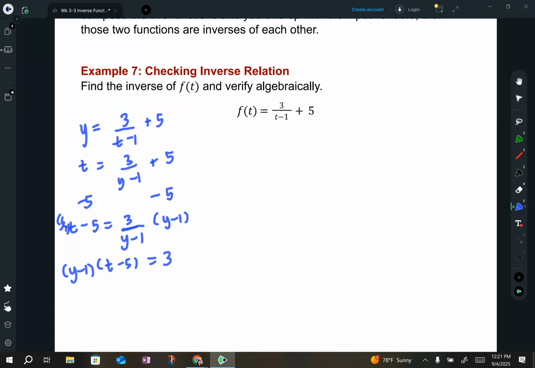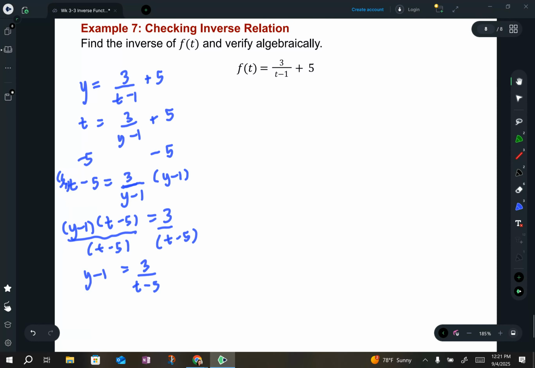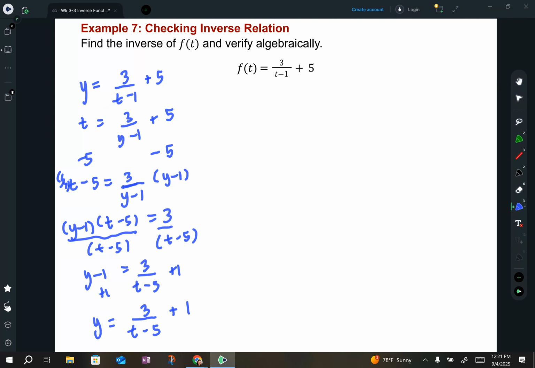And now I want to keep isolating the y, so I'm going to divide both sides by t minus 5. Just keep moving things around. And that gives me y minus 1 equals 3 over t minus 5. And finally, I just need to add 1 to each side. So y equals 3 over t minus 5, plus 1. So there's my inverse function of t. So I did the first thing.